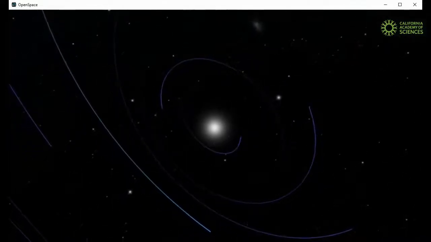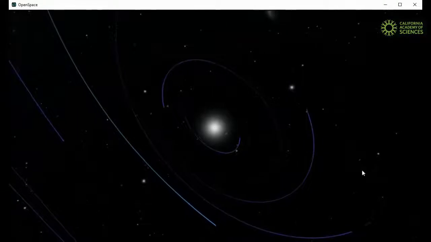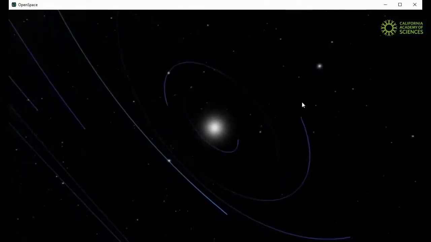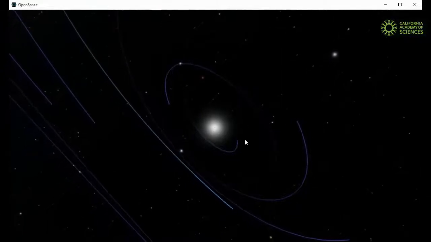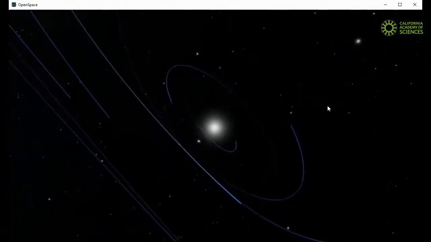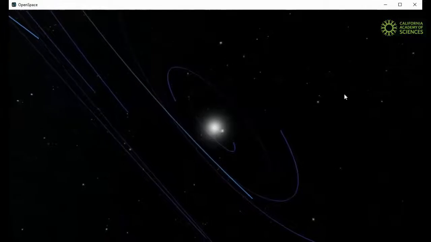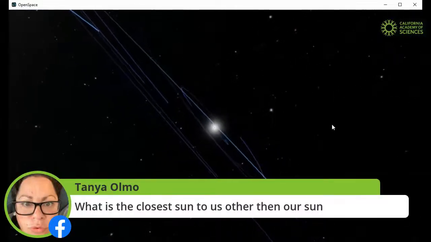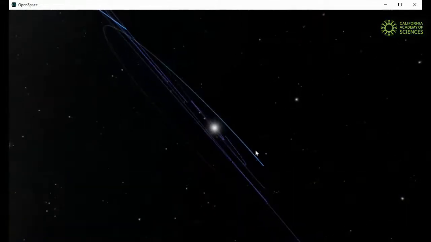Think about what's going on with the sun. When you walk outside on a nice, hot, bright day, you can feel that energy from the sun bonking into you. But this is 93 million miles away, making it the closest star to us. But Tanya wants to know, what is the closest star to us other than the sun? Excellent qualifier. You've defeated my normal joke of saying the sun.